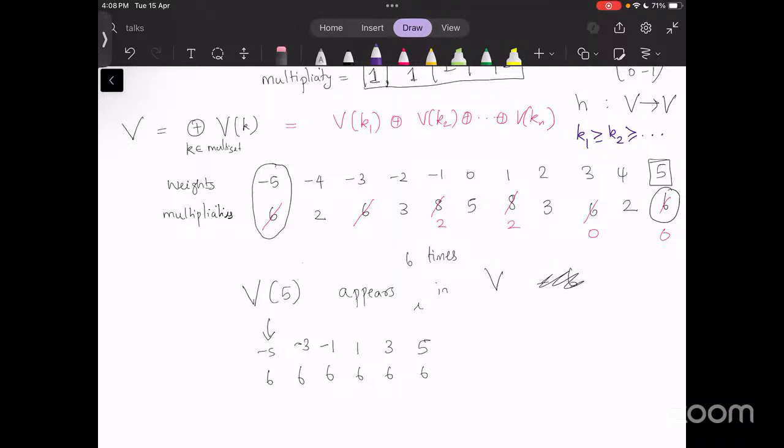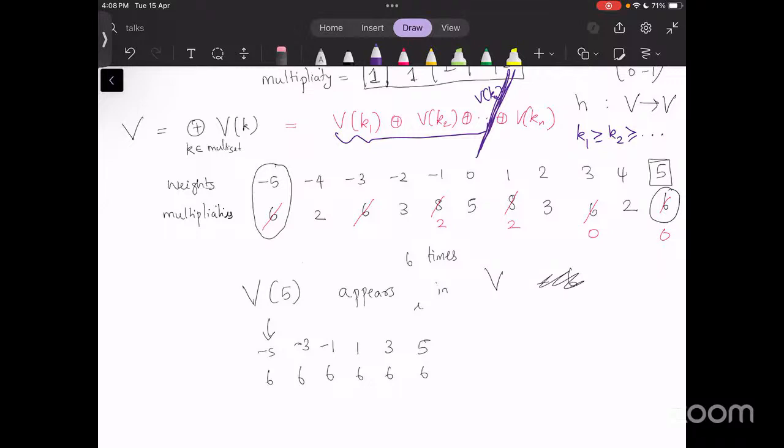So we are starting with the largest weight of V, which is 5. And so we are sure that V5 appears in V. And how many times does it appear? It appears 6 times. So K1 through K6, V_K6, all of this is V5 only. So V_K1, V_K2, V_K3, V_K4, V_K5, all of these modules are V5. So we have found out what K1, K2 up to K6 are.